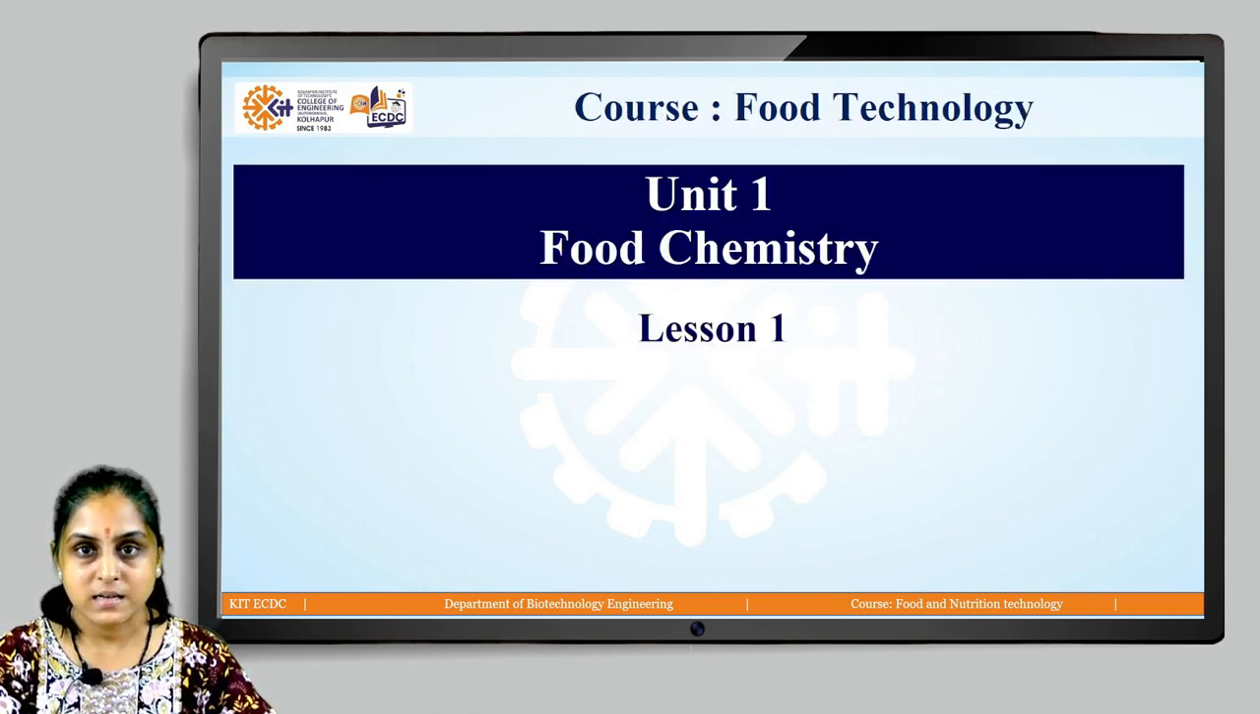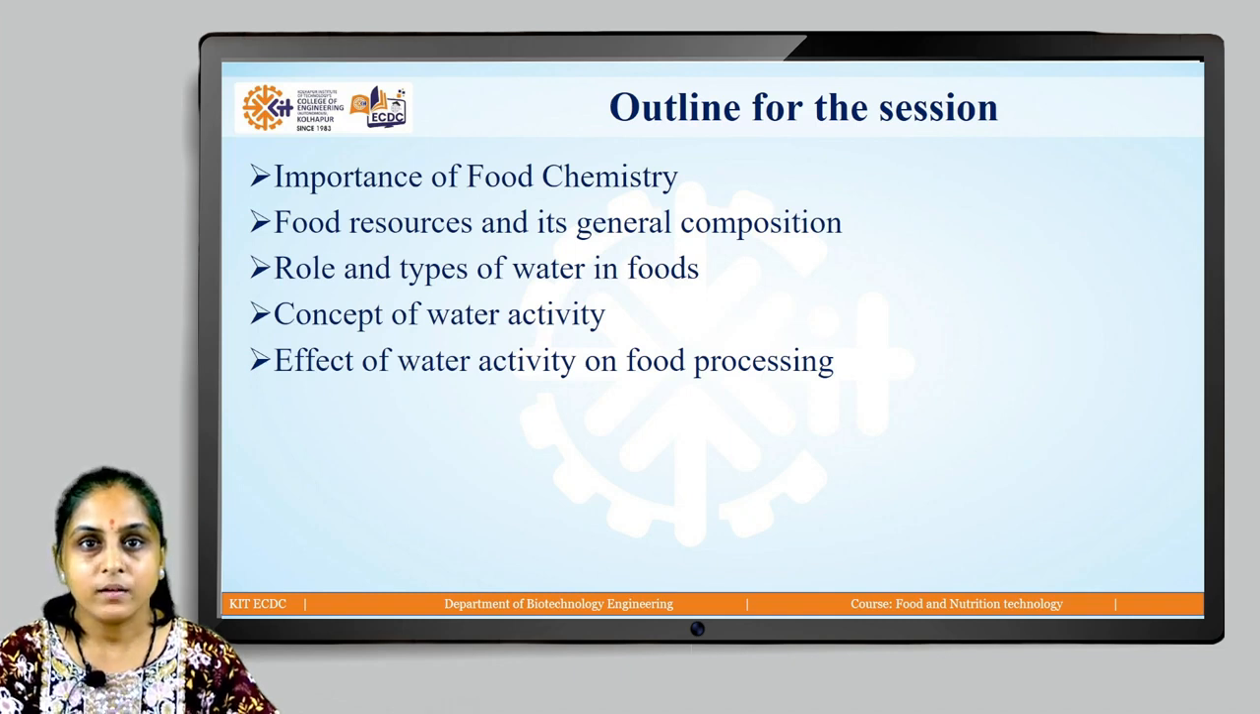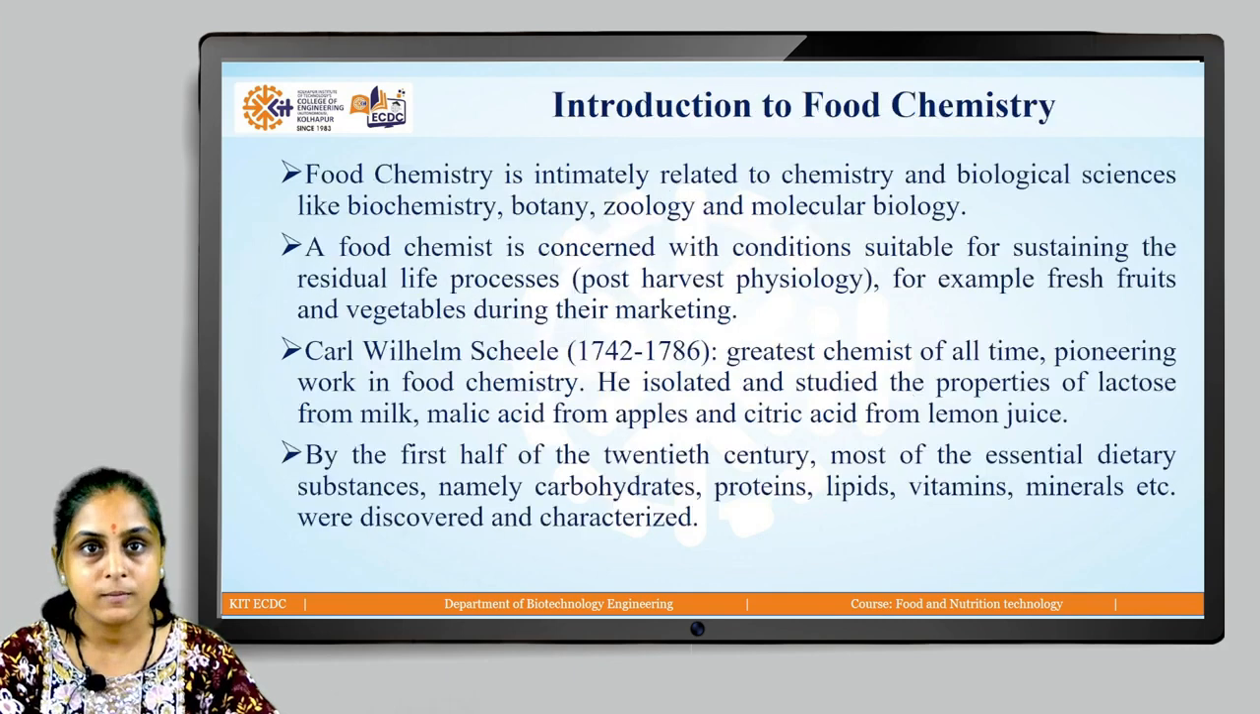So let us start with lesson 1 today, and the outline for the session is: importance of food chemistry, food resources and its composition, different types of water in food and its role, the concept of water activity, and the effect of water activity on food processing. So these are the outline for the session. Let us begin with the introduction of food chemistry.